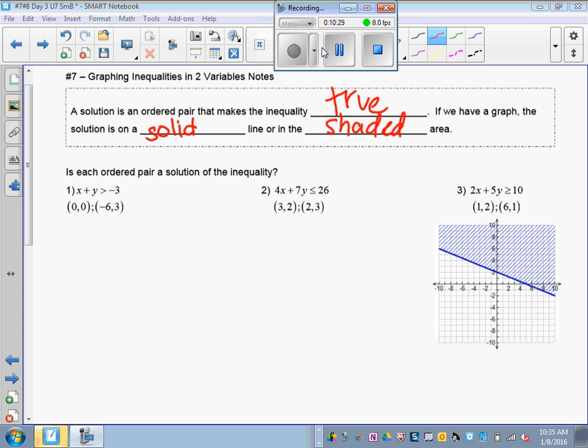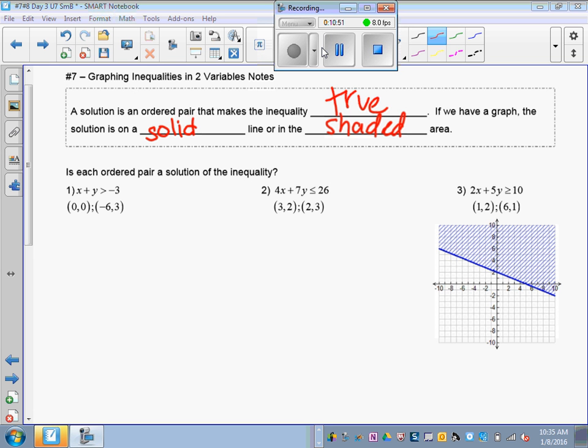Okay, so notice this is only on a solid line. If we have a dotted line, the dotted line itself is not a solution. So if they're asking for a solution that is on the dotted line, it does not work as a solution. Only on a solid line or in the shaded area. So let's take a look at number 1.